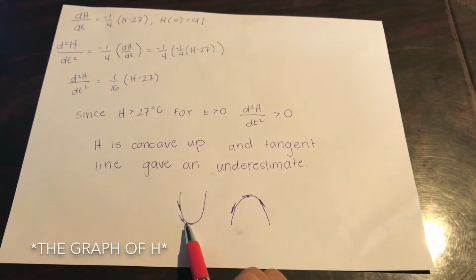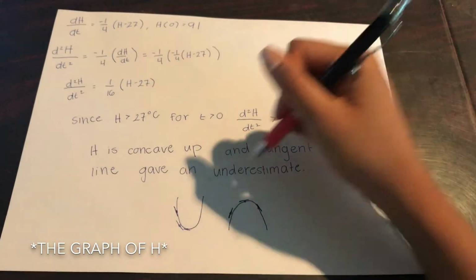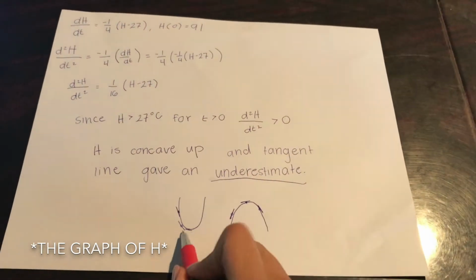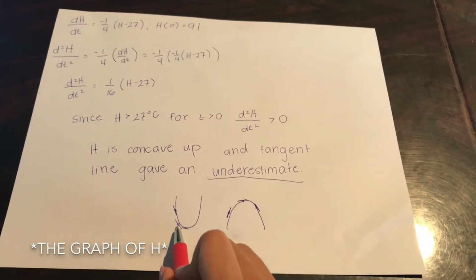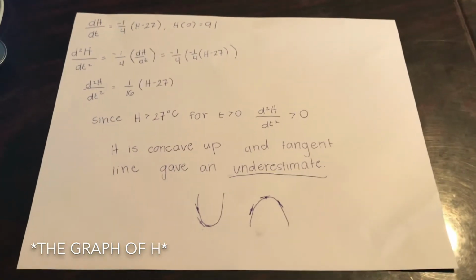But since we are dealing with a graph that is concave up, our estimation gives us an underestimate because the line tangent is always going to be under the line of your graph. So that's all you need to do for part B.